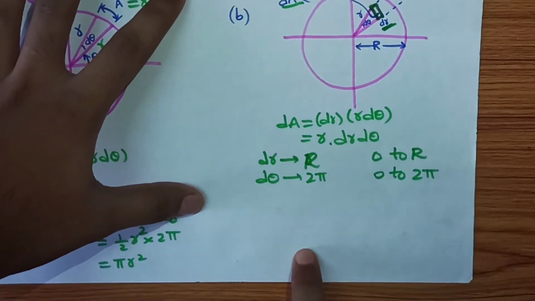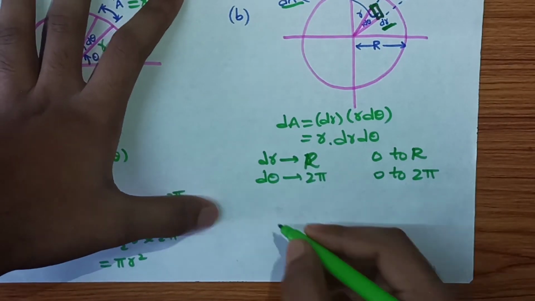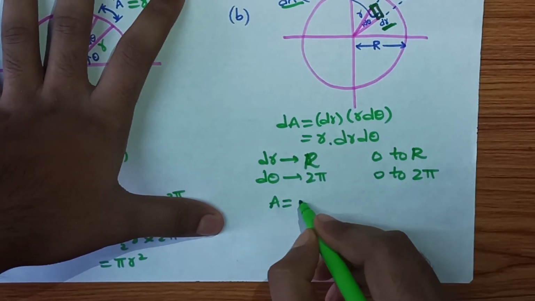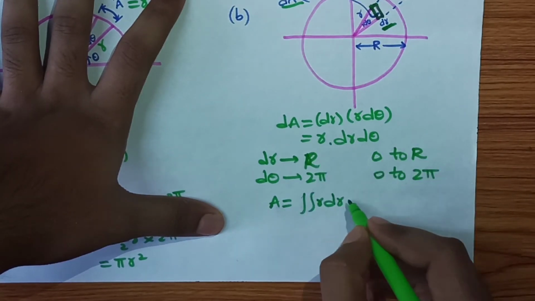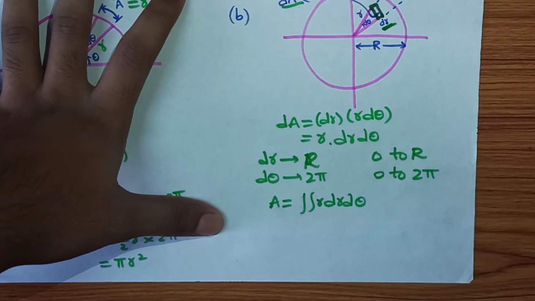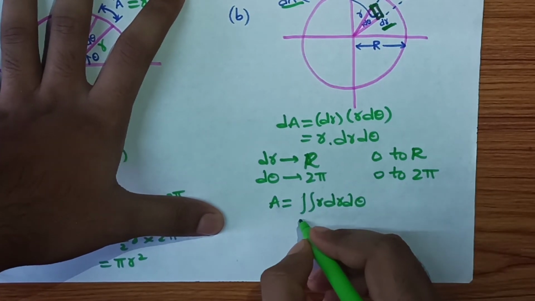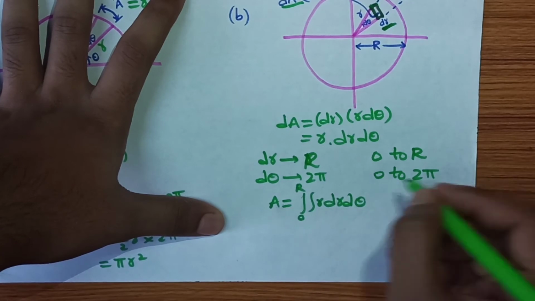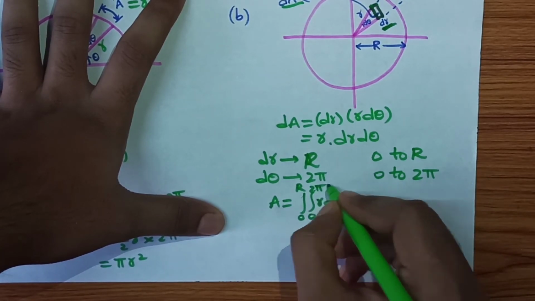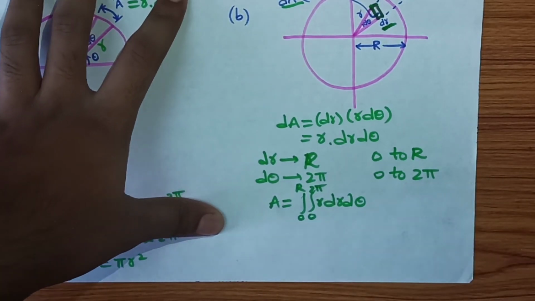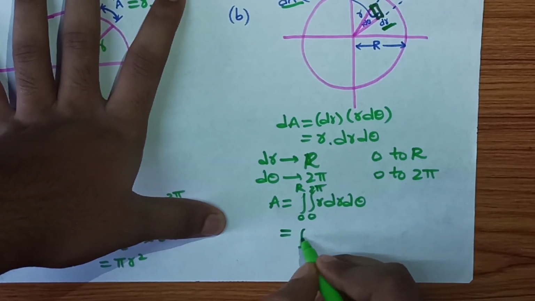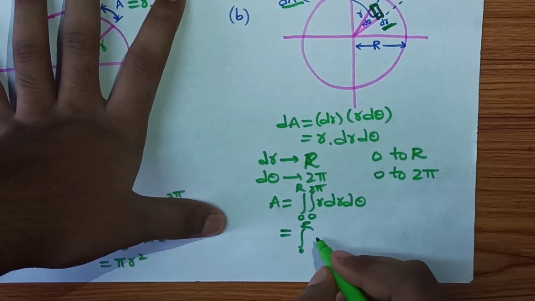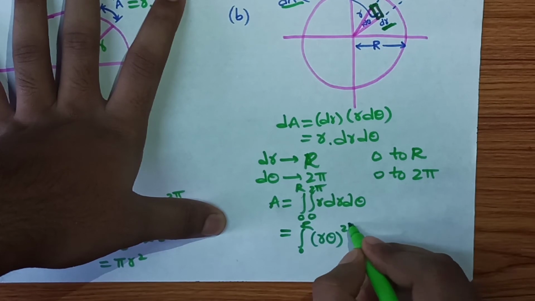So let us put it there. Now I'm writing directly. The area will be the double integral of this function dr d theta. I'm going to write the limits, 0 to r, and the other is 0 to 2 pi. Now let me first solve the theta. It will give me the integral from 0 to r of r theta, with the limits 0 to 2 pi, dr.